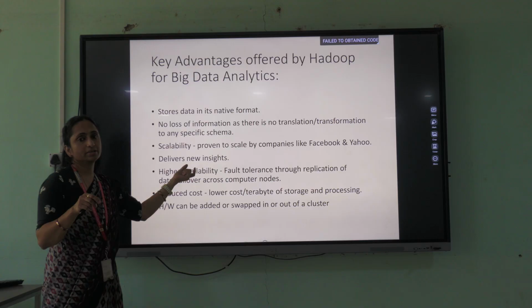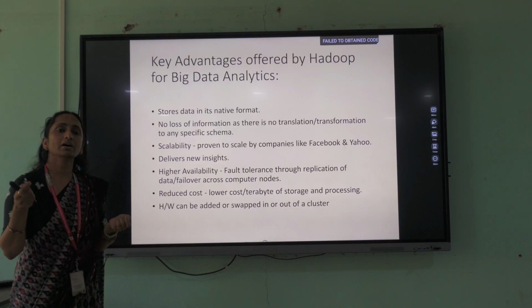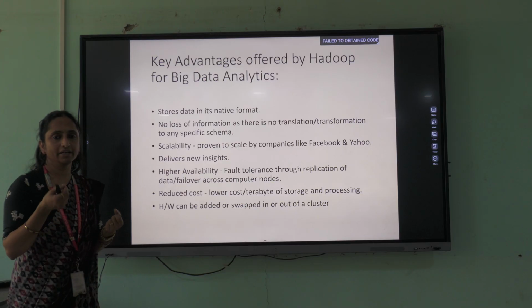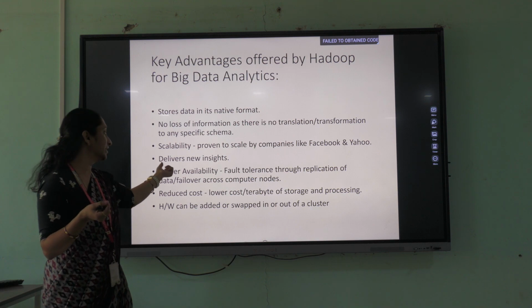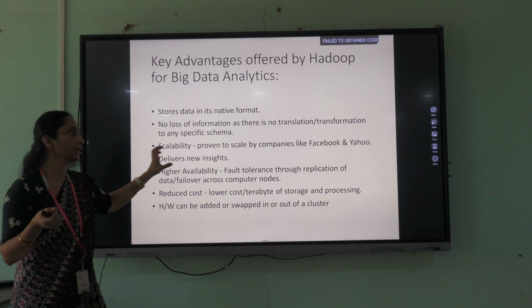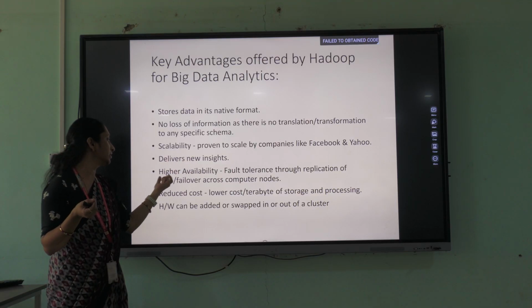Delivers new insights. So with the help of quality information that we are taking from so many resources, we can have a clear insight of that data. So transformations and analytics make sense at this particular point.